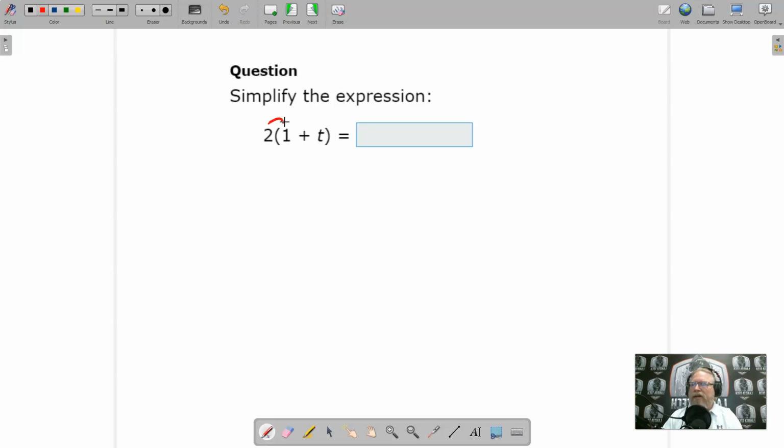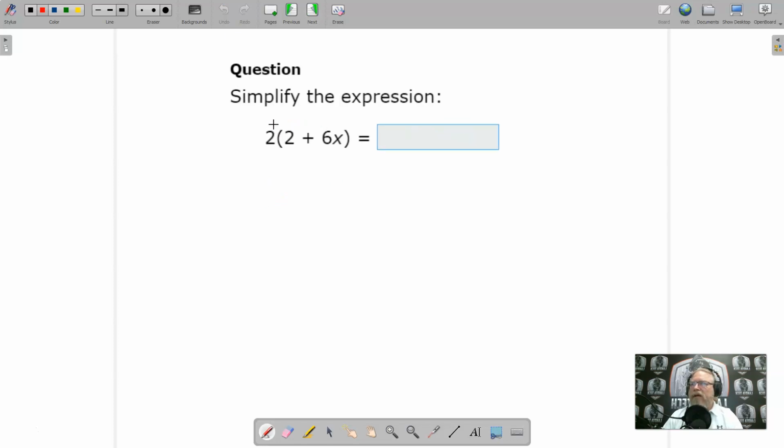So we're going to distribute that 2 into both the 1 and the variable t. That means I'm going to have 2 times 1, and I'm going to add that to 2 times t. This is going to give me a result of 2 times 1 is 2, and 2 times t is 2t. So I have 2 plus 2t.